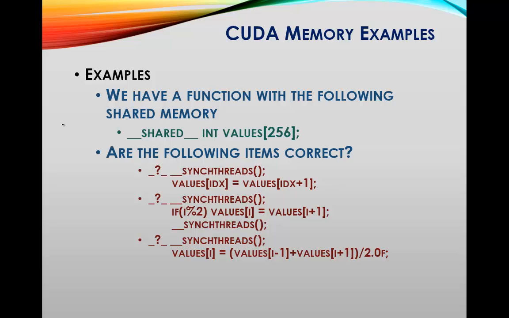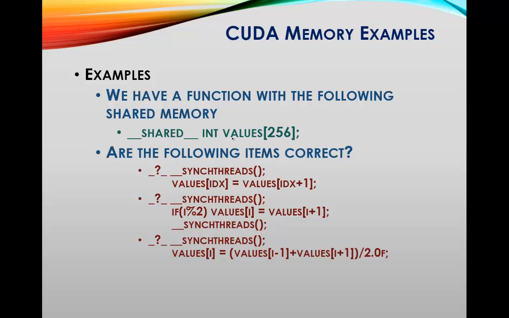Let's suppose that we have a block of threads that are run, and within our kernel we create a shared memory of integer values, and let's say that we have 256 integers. I'm putting three questions here, and I want you to think about which one of these questions actually would work properly and would calculate the results, and then the results will be essentially safe.